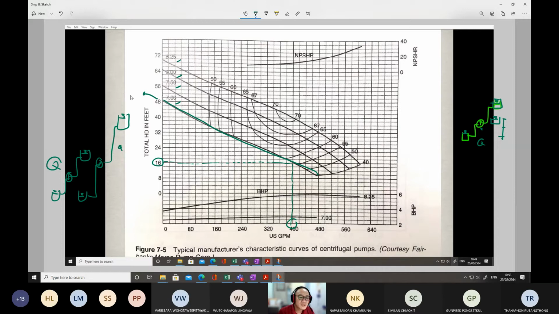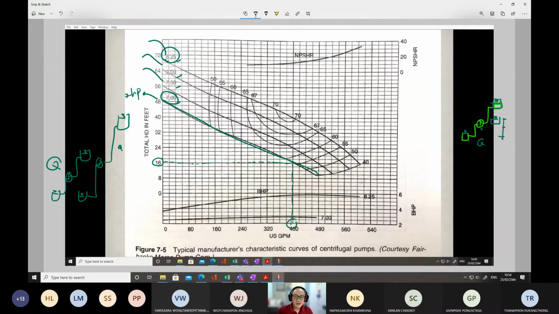This one, the power is 7 horsepower. So this is a little bit bigger, 7.5. This is 8 horsepower. This one is slightly bigger, 8.25. So this is the pump sizing. This one seems to be the smallest, and this one seems to be the largest in this series. So there are 4 different types of pumps.